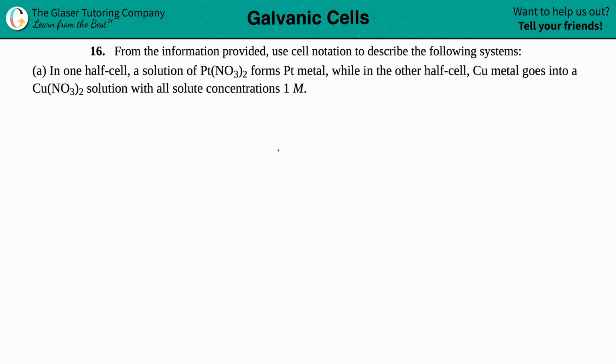16. From the information provided, use cell notation to describe the following systems. And then we have letter A. In this case, we have in one half cell, a solution of Pt(NO3)2 forms Pt metal, while in the other half cell, we have copper metal, Cu metal, goes into Cu(NO3)2 solution, while all solute concentrations are 1 molarity. All right, so it seems like we have half cells going on here.